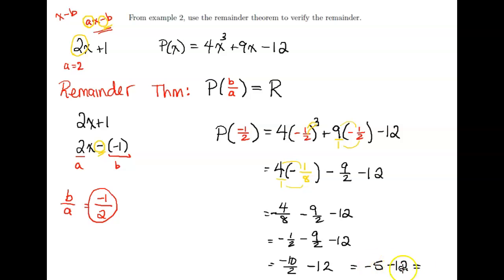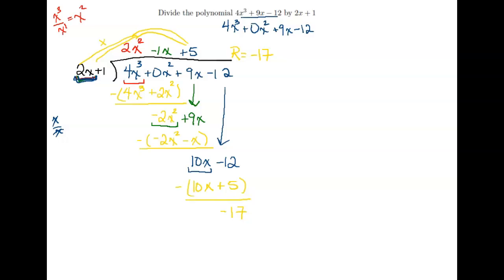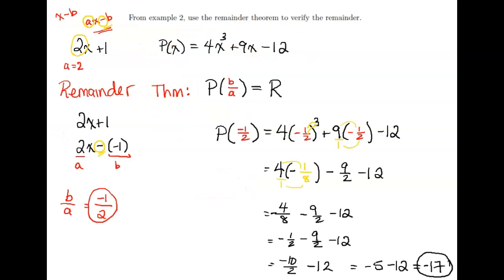And negative 5 minus 12, look at that: the remainder that I got back in example 2. I got a remainder of negative 17. So I've now used, instead of doing all of this long division, the remainder theorem and found the exact same remainder.